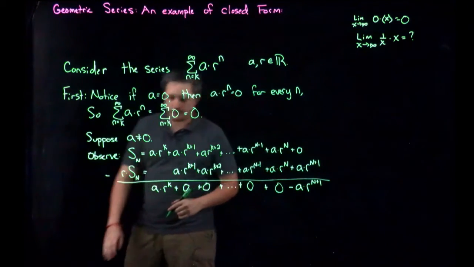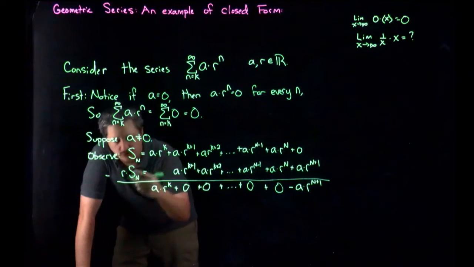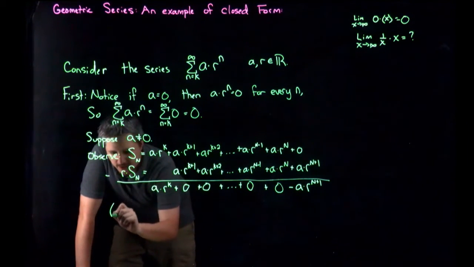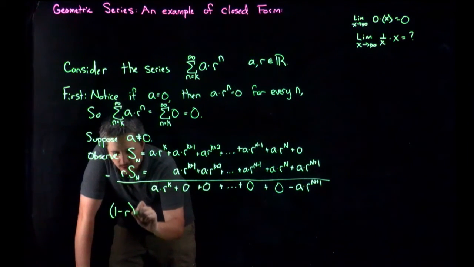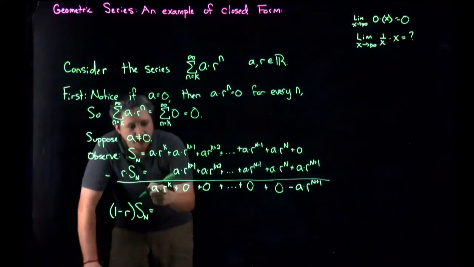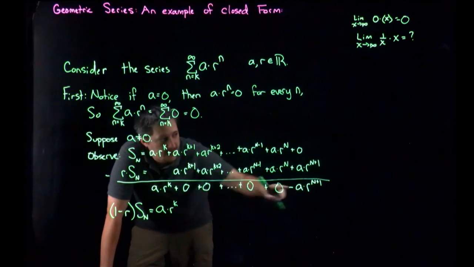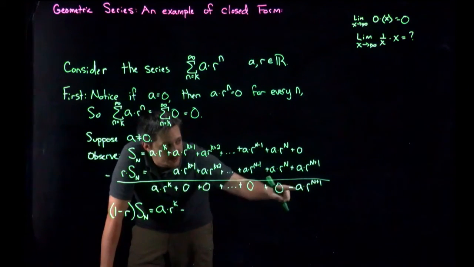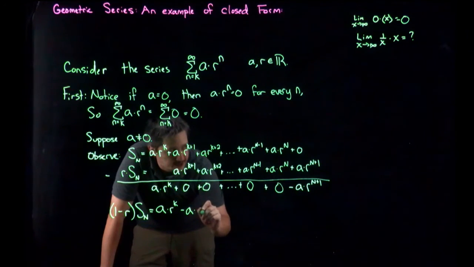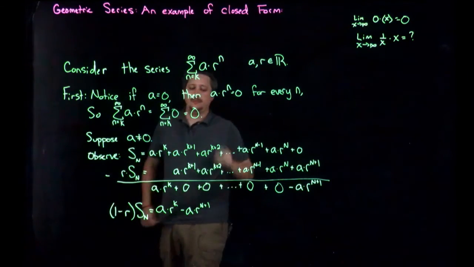So in particular, I'm going to write this down right below it here. I have Sn minus rSn, which if I pull the Sn out, I'm going to get (1 minus r) times Sn. I have the first term surviving, a times r to the k, and then I have that thing surviving, minus a times r to the capital N plus 1. Okay?